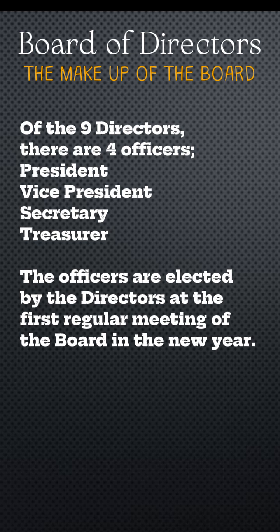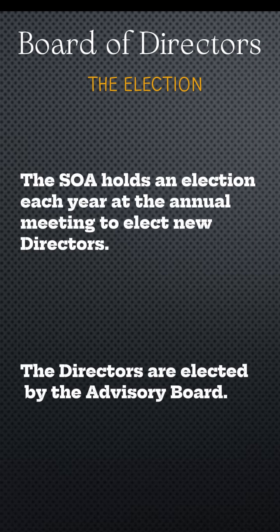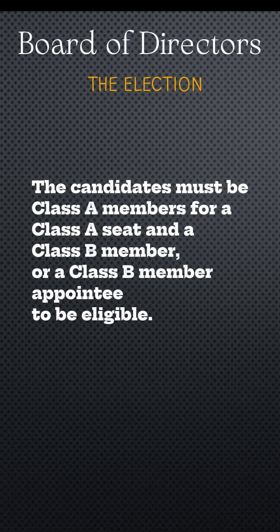So how the election works, the election takes place every year at the advisory board or annual meeting, and the directors are elected by the members of the advisory board. Now, the advisory board is compiled of presidents of each neighborhood. To be qualified to be a candidate, you have to be a Class A member for a Class A seat, or a Class B member in the case of a Class B seat.